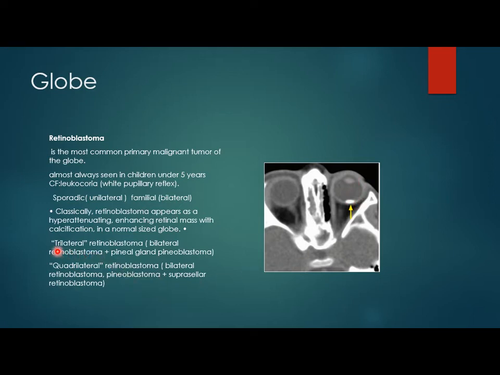We have trilateral retinoblastoma, that's bilateral retinoblastoma plus pineal gland pineoblastoma, or quadrilateral, that's bilateral retinoblastoma, pineoblastoma, and suprasellar retinoblastoma. Here, the axial sections of the CT show hyperattenuation of the globe, with a hyperattenuating mass in the retina. This mass is calcified, and this is the retinoblastoma. The size of the globes is normal. This is the retinoblastoma image. One is calcification in the retina.